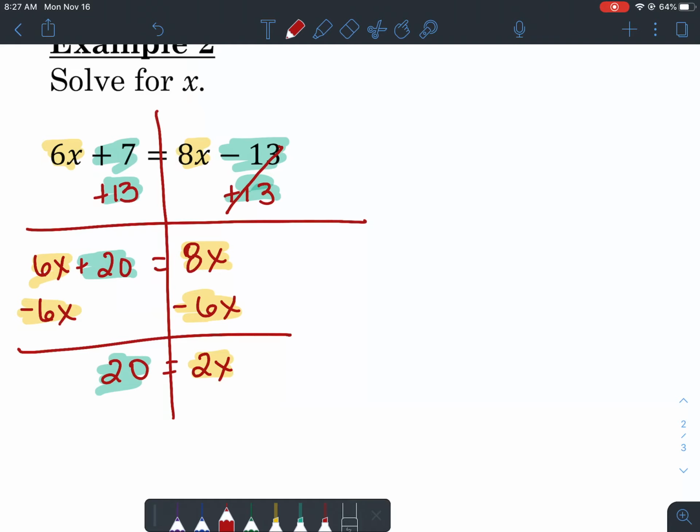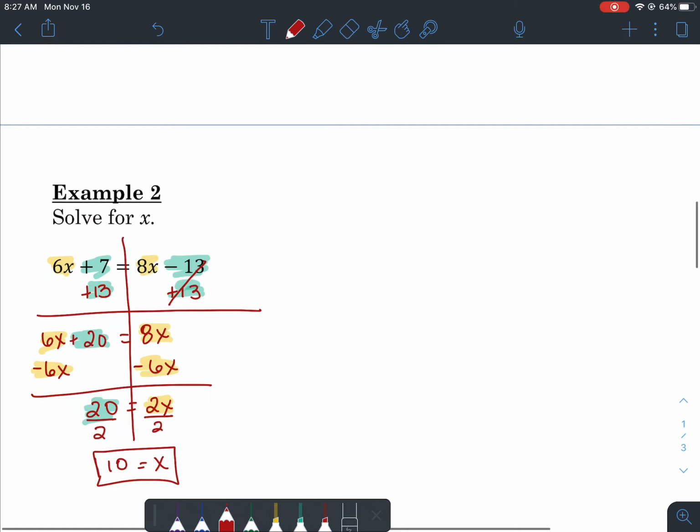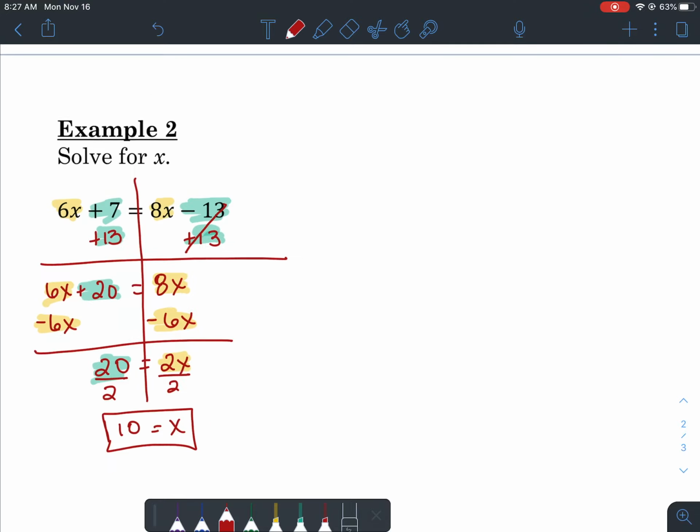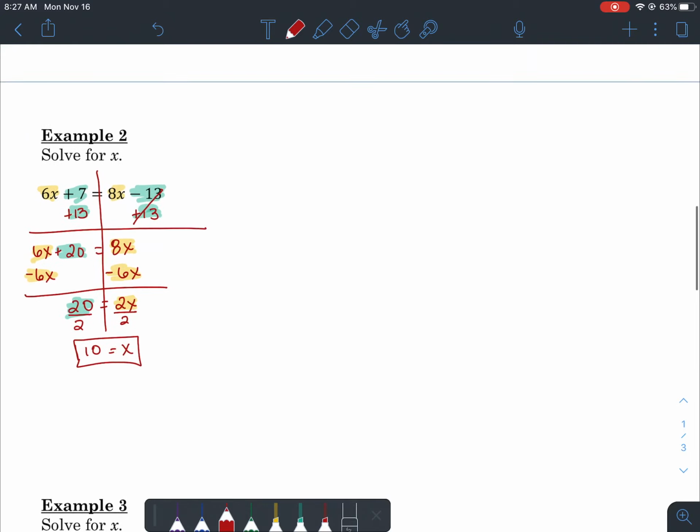So now we have 2 times x equals 20. And we're going to have to divide by 2 on both sides to get x completely alone. And we're left with x equals 10. Okay? And that's it. You can move right to left. You do not always have to go left to right. That's where most people get confused, but it does not matter. It's versatile, okay?